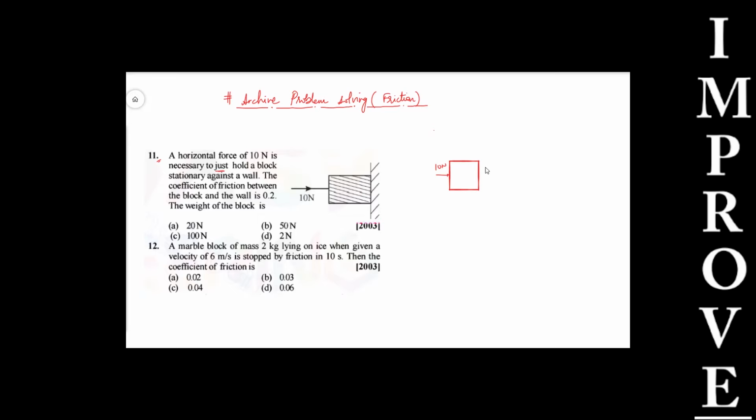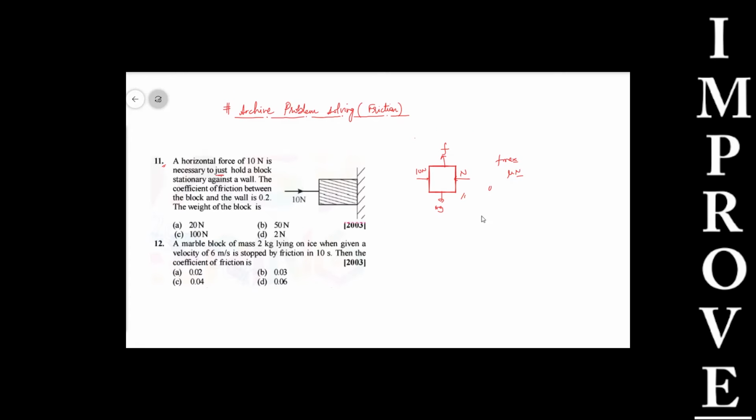So this is 10 Newton, and here is going to be my normal reaction. This is my weight mg, and this has to be my frictional force. In this case the maximum friction is going to act. Maximum friction is nu into N, and this F is balancing this mg, this 10 Newton is balancing this N, so N becomes 10, and nu is 0.2. So the maximum friction F max is 0.2 into N, and N is 10, so this becomes 2 Newton. So maximum friction is acting, and that is balancing the weight, so weight also becomes 2 Newton.